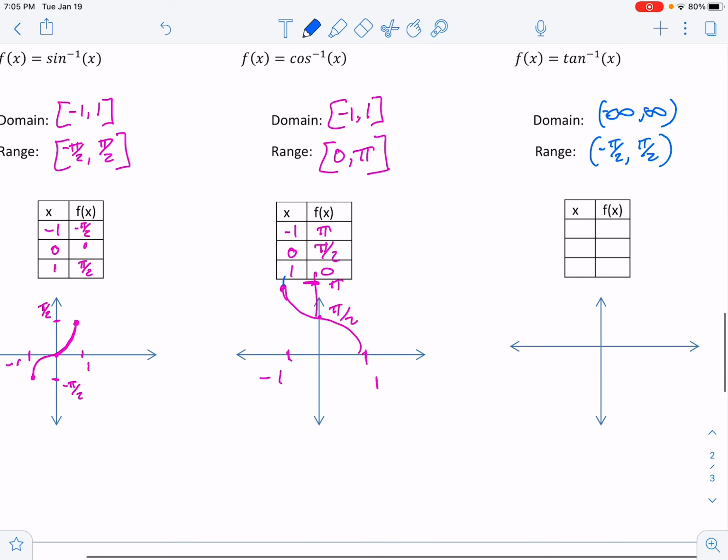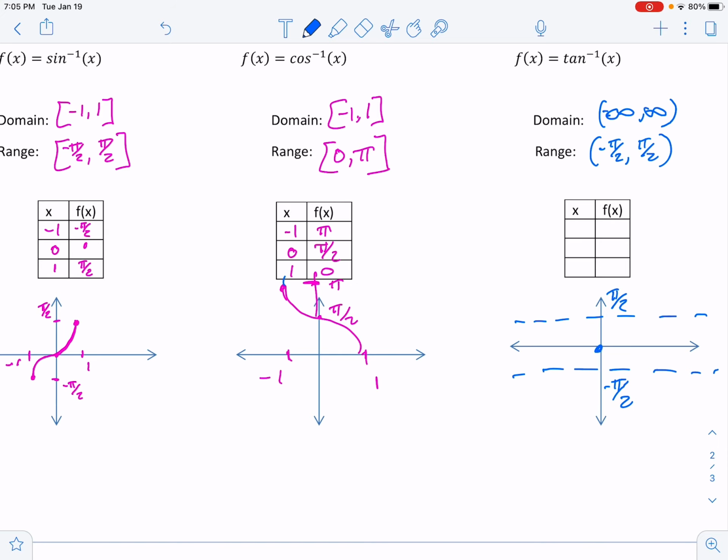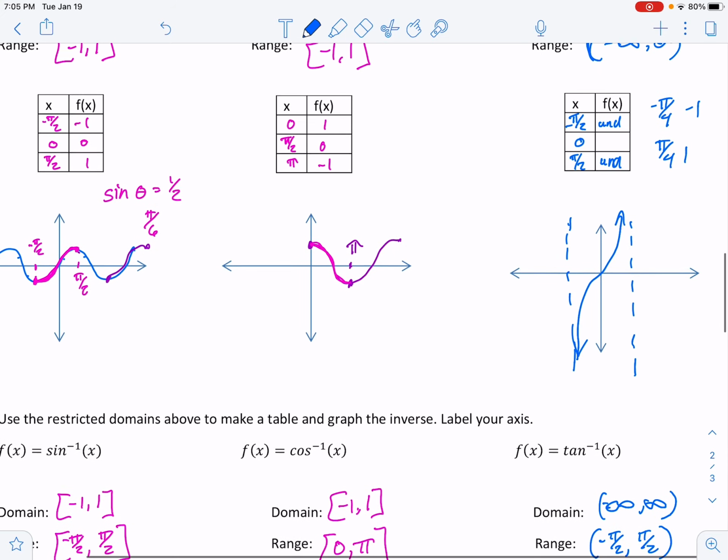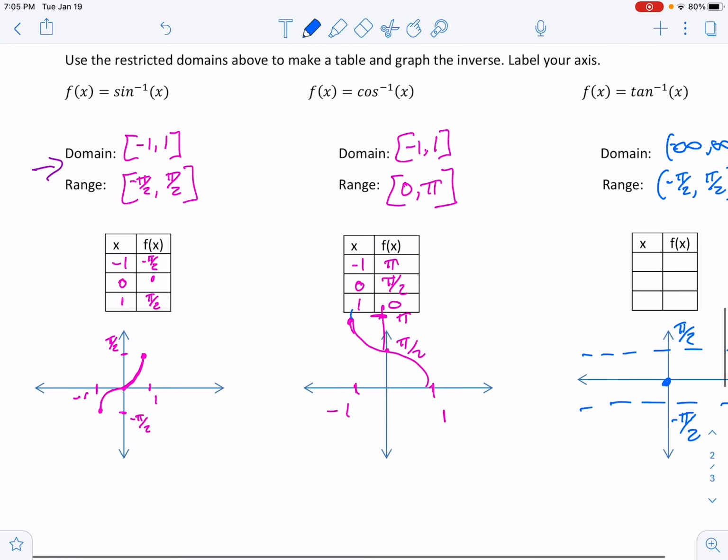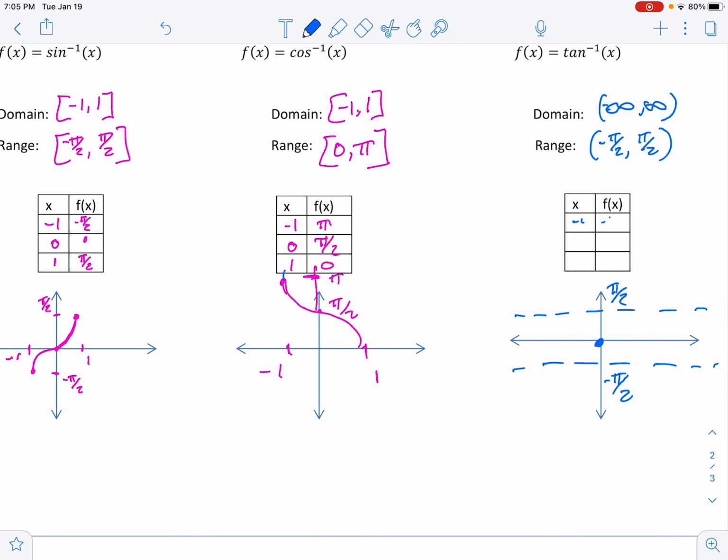Okay? So your asymptotes are now this way. That's pi over 2. This is negative pi over 2. It goes through 0, 0. And then we also know you have negative 1, negative pi over 4.